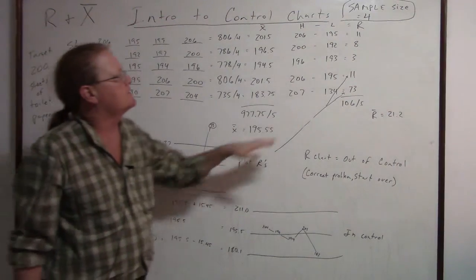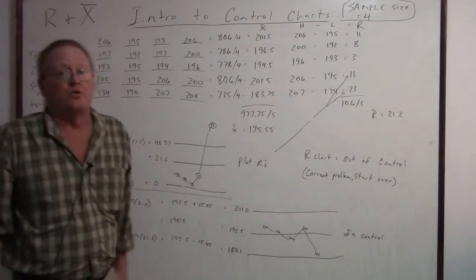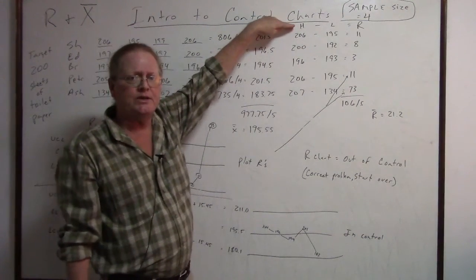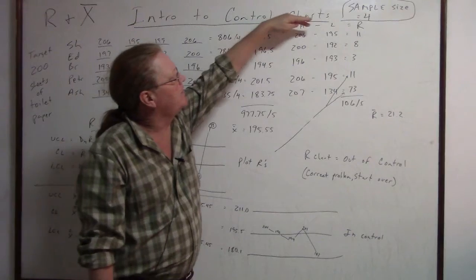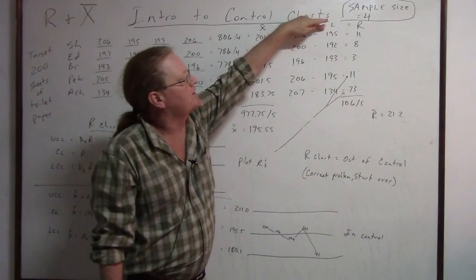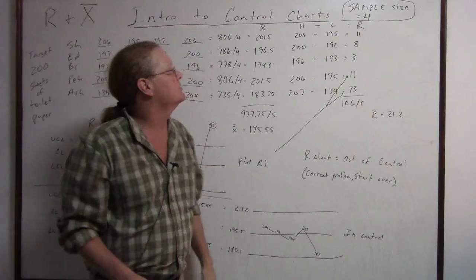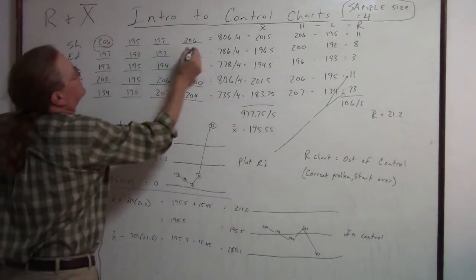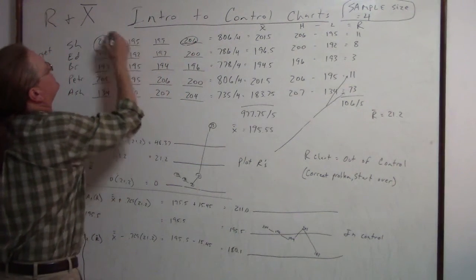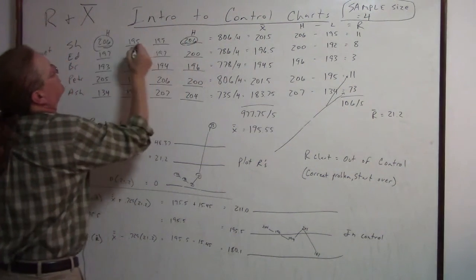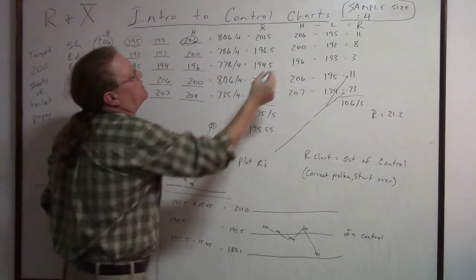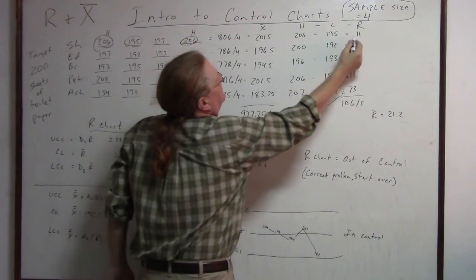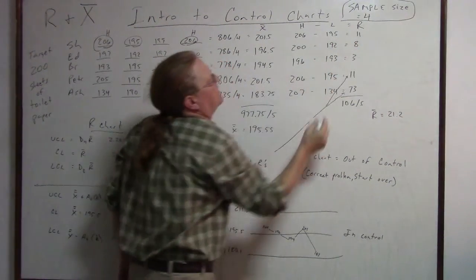Okay, now we need to get some information for our range chart. In this case, we take the highest reading from the sample set and subtract the lowest, which will give us the range. In this case, our highest was a tie. It was 206, and our lowest was 195. So we have 206, the high, minus 195, the low, equals a range of 11.